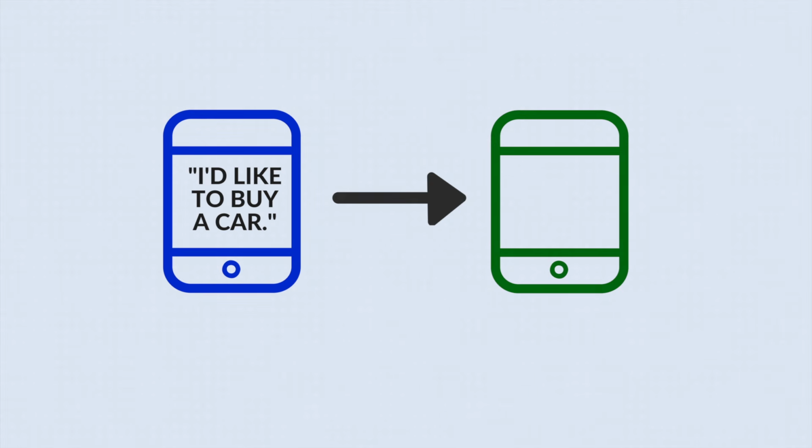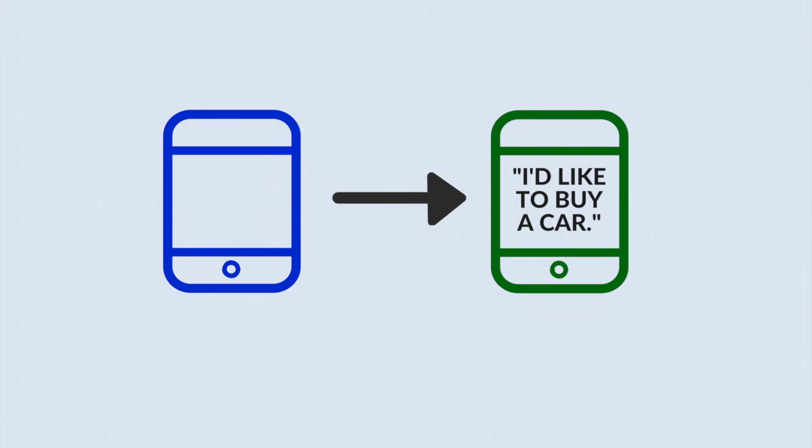So for example, let's say I send my wife a voicemail and it says, "I'd like to buy a car." That message goes through the communication system and it arrives in her voicemail box. And as soon as she listens to it, the message has been sent and received.